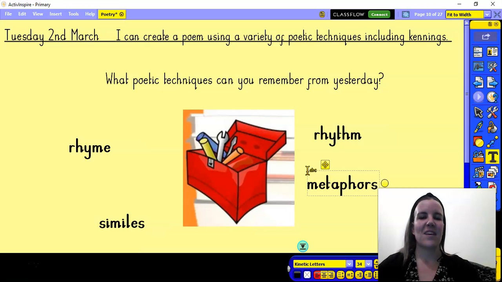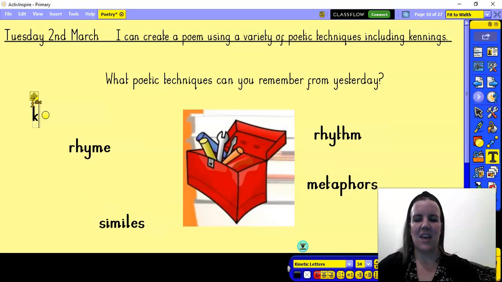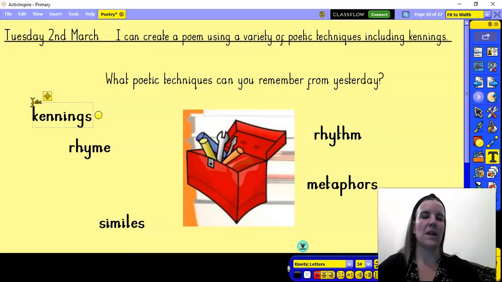Well done. And then another one that we spoke about, which we talked about before already this year, are kennings, and that's going to be quite important for today. We know that kennings were very popular in Anglo-Saxon times because they're two words to describe something without using its name. We referred to Starkad's sword yesterday to remind us of that as leg biter. So those 5 techniques are what we're going to be focusing on first of all today.